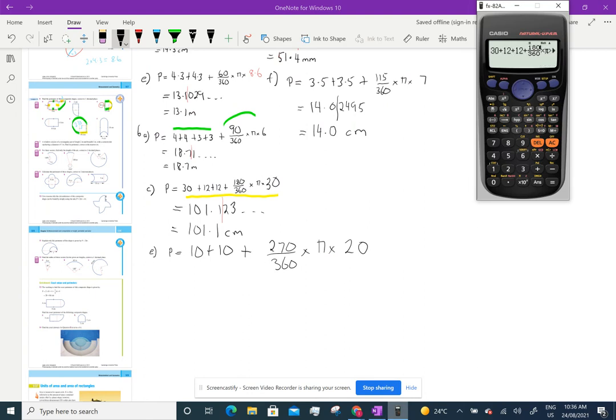What have I got? I've got 10 plus 10. Oh, I undid it all. I'm going to have to do it again. That might be a good thing anyway. So 10 plus 10 plus, I need my fraction, so you can see how I do this again. 270 divided by 360 times pi. Remember how to get pi? Shift down here underneath the 3, and then times 20.